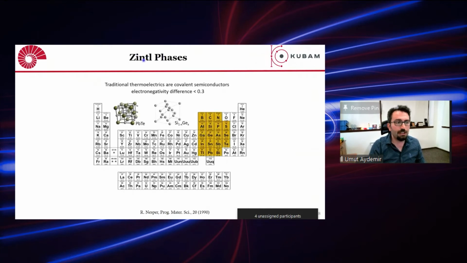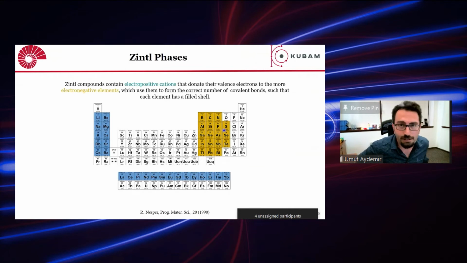Now, traditional thermoelectric materials, as was discussed in the first talk, are lead telluride and silicon germanide. These are covalent materials with a very small electronegativity difference. On the other hand, the Zintl phases need to have both a cation and an anion. The electropositive cation should donate its electron to the electronegative element so that they both achieve a closed, stable electron configuration. All the shells are filled with this electron transfer.